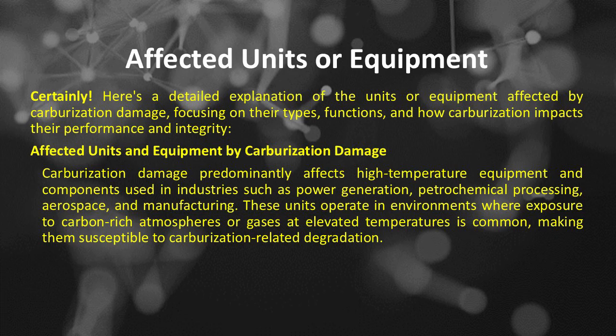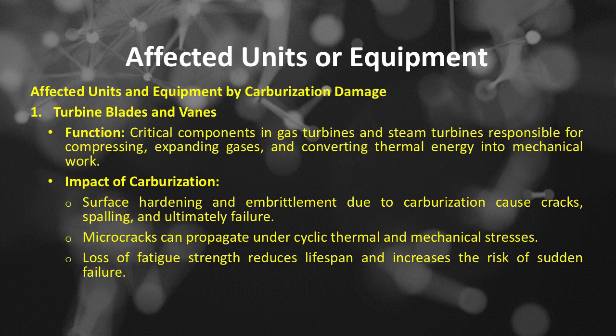Affected units and equipment by carburization damage. Carburization damage predominantly affects high-temperature equipment and components used in industries such as power generation, petrochemical processing, aerospace, and manufacturing. These units operate in environments where exposure to carbon-rich atmospheres or gases at elevated temperatures is common, making them susceptible to carburization-related degradation.